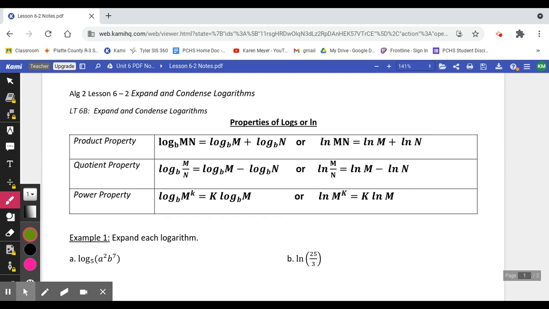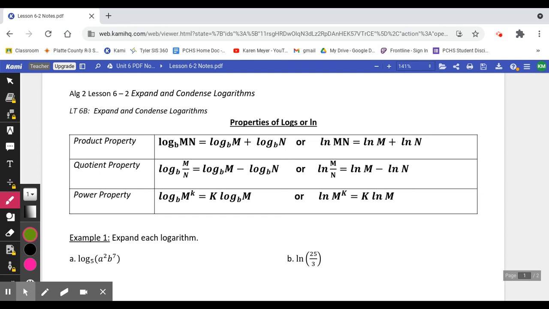Now, if you're condensing it, you're going to say, oh, if there's a plus, I'm going to change plus to multiplication, and then I'm only going to write log one time, and then I'd say m times n. So the second one is quotient property. So if you're dividing, you're going to expand it by changing it to subtraction. Or vice versa, if you're condensing, you're going to see subtraction and you're going to change it to division.